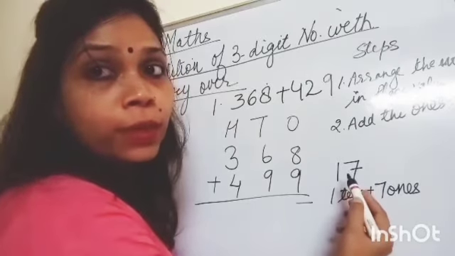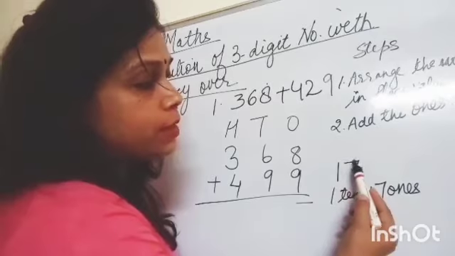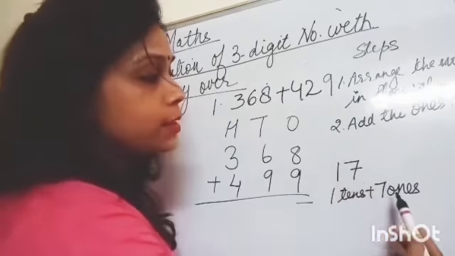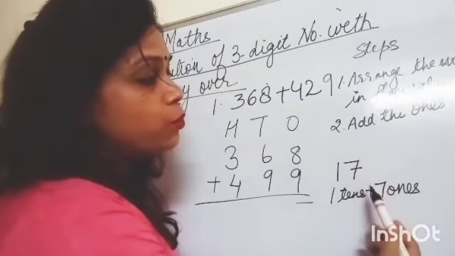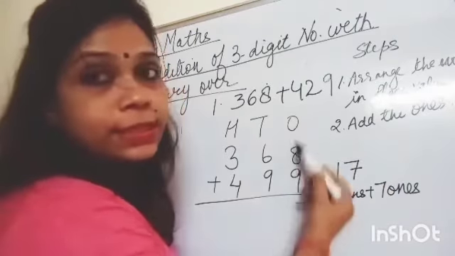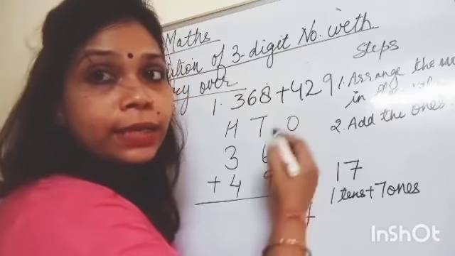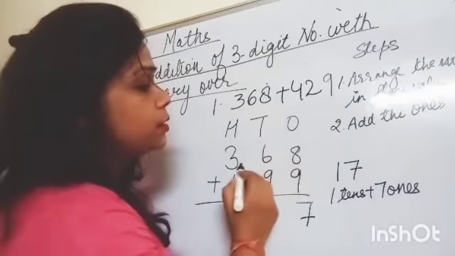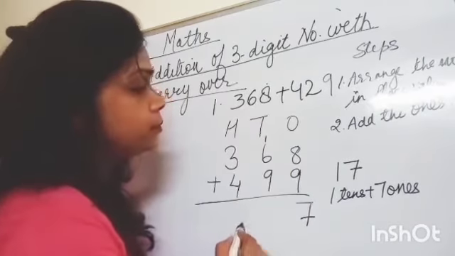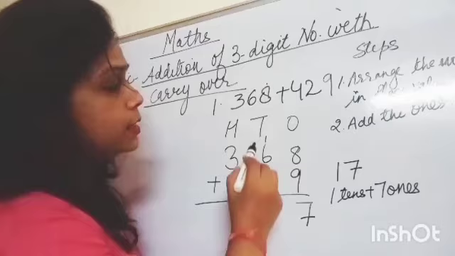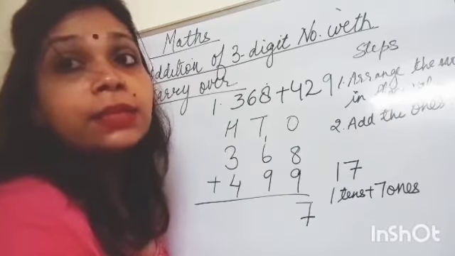We regrouped 17 according to the place value. So the place value of 17 is ones and tens: 7 in the ones place and 1 in the tens place. So the 7 ones we wrote in the ones place, and the 1 ten we carried over to the tens place. This 1 is carried over to the tens place. So what will we get? 6 plus 1 is 7. 7 and 9 is 16.